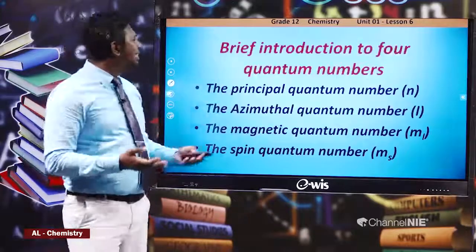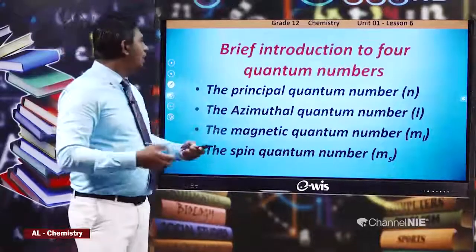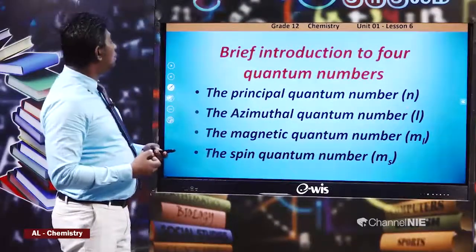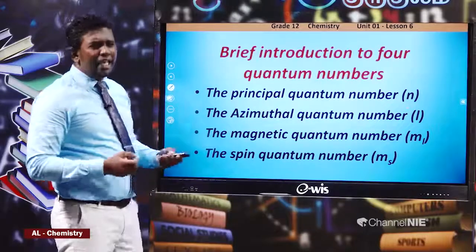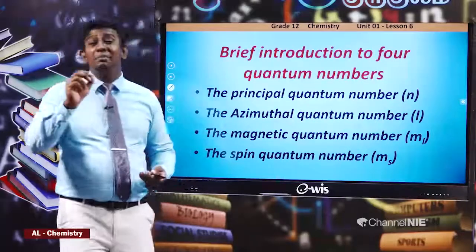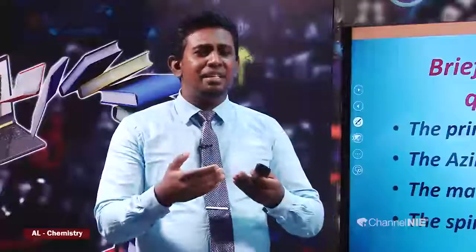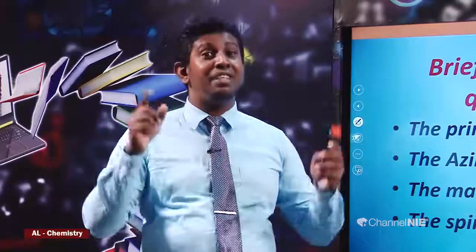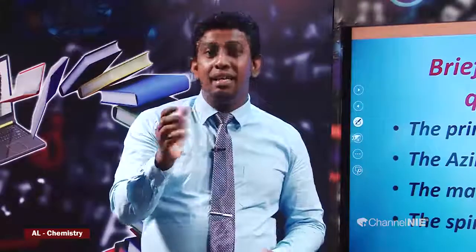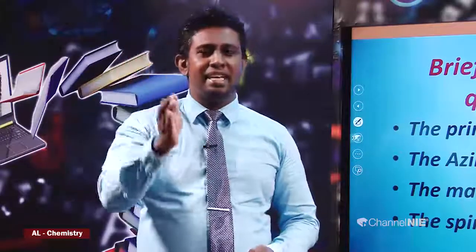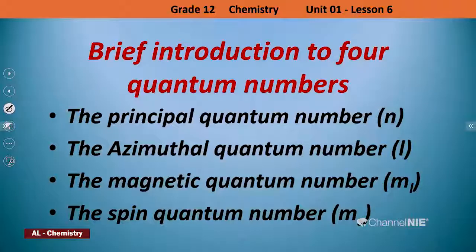Then further we are going to find this brief introduction to 4 quantum numbers. We are going to write a quantum number set regarding the position of those electrons and the way those electrons are within an atom. So, we are calling that a quantum number set. We are going to find it out. What are these quantum numbers?